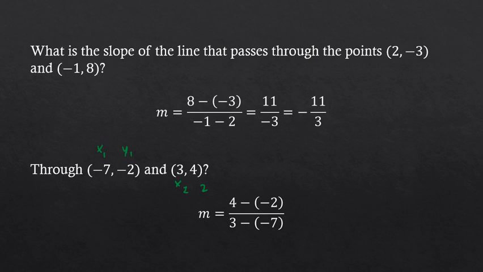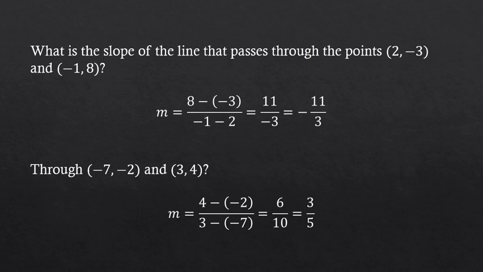So when you do this calculation, you get 4 minus negative 2, and then you get 3 minus negative 7, and that turns out to be, in the end, 6/10 or 3/5. So just a couple basic examples of us calculating the slope of the line that passes through 2 given points. Some of us may be familiar with this calculation. It may not be too much of a new thing there, but maybe for some of us it is a little bit new.